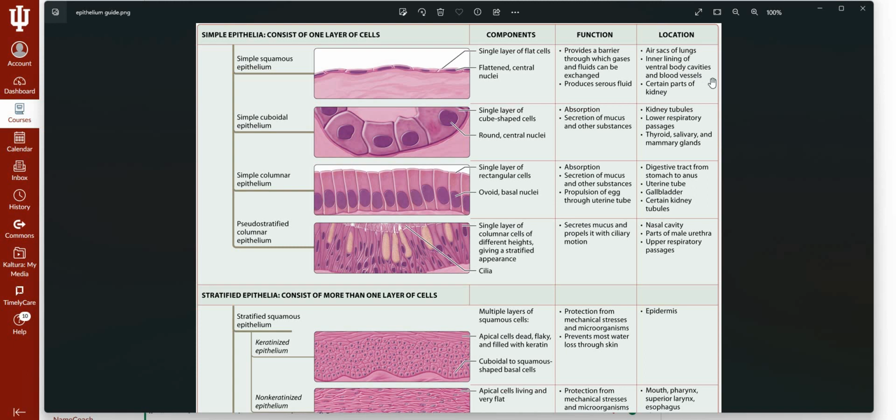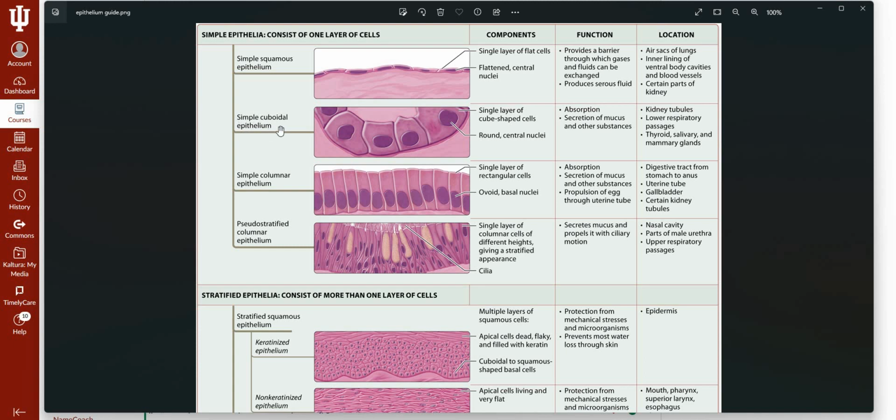So for example, we would find these in the air sacs of lungs. We'll find them in blood vessels. We might find them in the kidneys as well, anywhere that there's a high level of exchange of materials in the body.